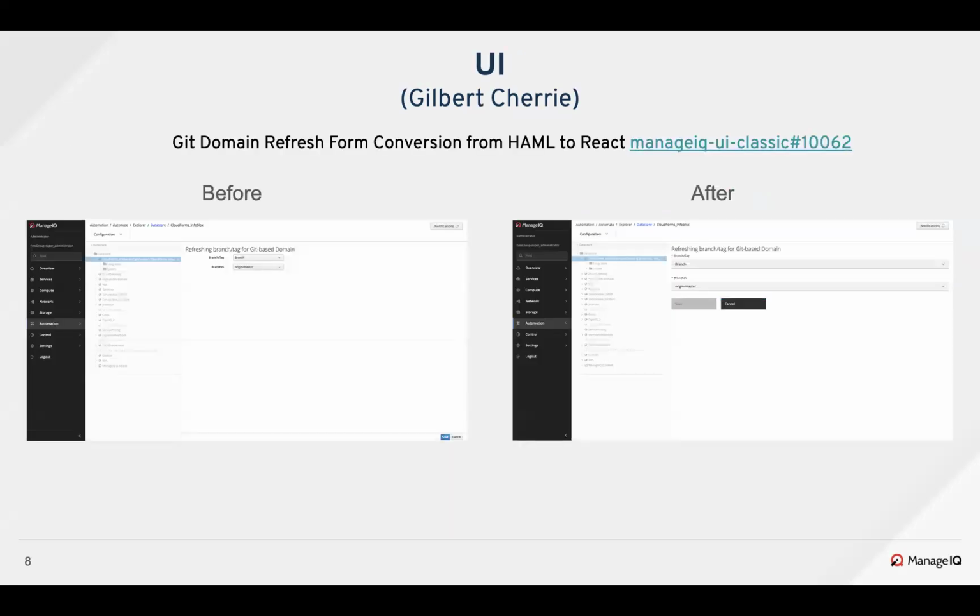So going back to our UI PRs for the get domain refresh form conversion, this is the picture of the before and after. So the before shows the Haml form, and then the new after image shows the new React form. Next slide.